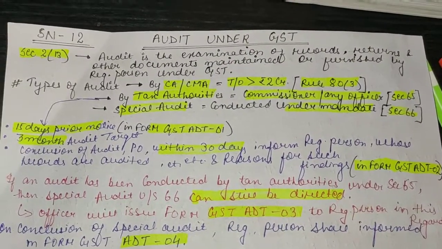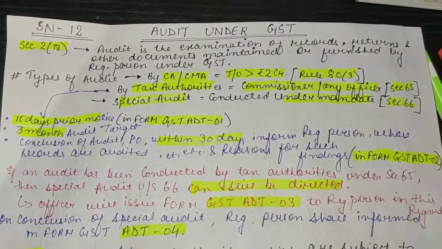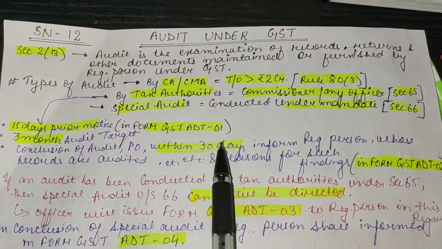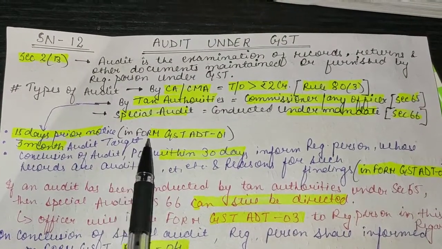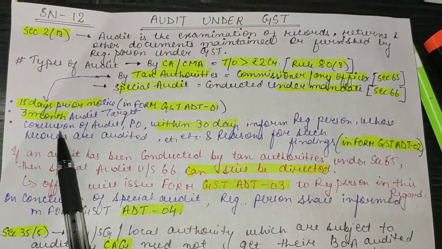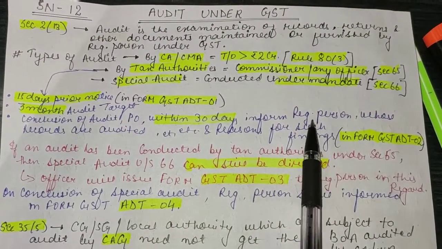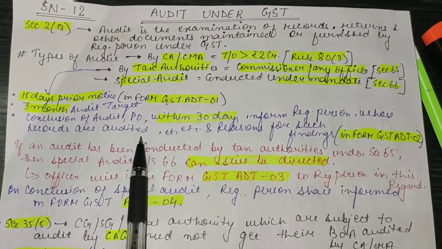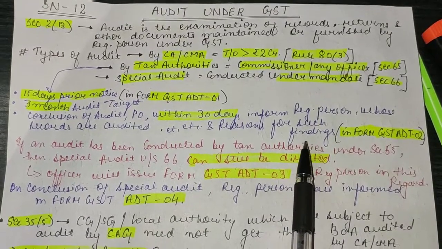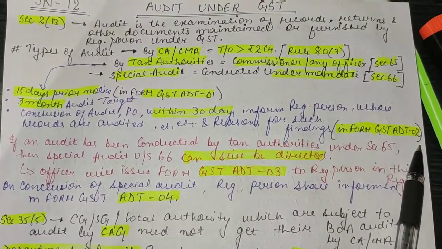Now the audit which is conducted by the tax authorities, they need to give 15 days prior notice, which is in the form GST ADT 01, and a 3-month audit target will be there, that is audit to be completed within 3 months of time limit. And after the conclusion of audit, the proper officer within 30 days will inform that registered person whose records are audited about the reasons for such findings, if any wrong conduct is there. That reason is to be prescribed in the form GST ADT 02.